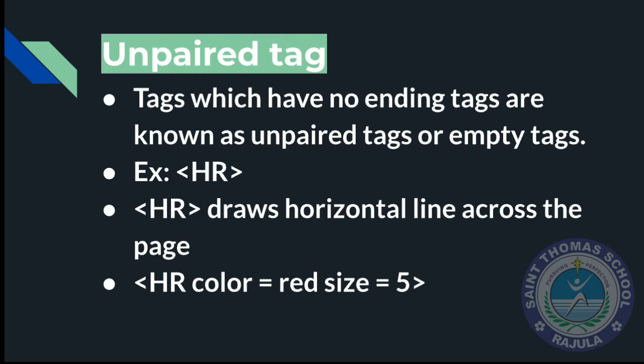Now here you can see after HR one single space is there and color equals red, and then again a space and size equals 5 is written. So what is this? These are the attributes, students. These attributes we can use along with the opening tag only, not with the closing tag. About attributes we will discuss in the next part. I hope you understood the things well: what is a tag, what are paired tags, and what are unpaired tags. Thank you, students.